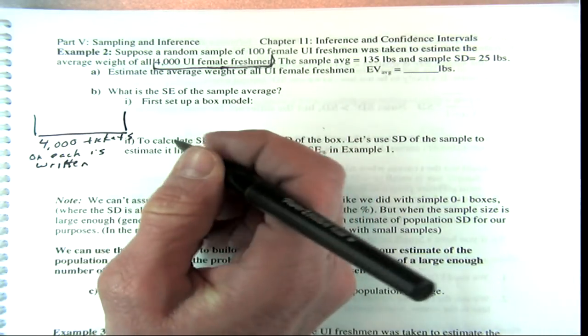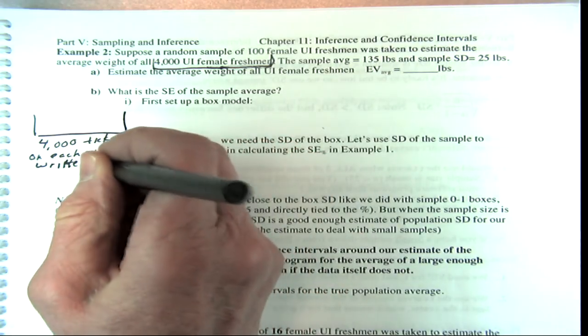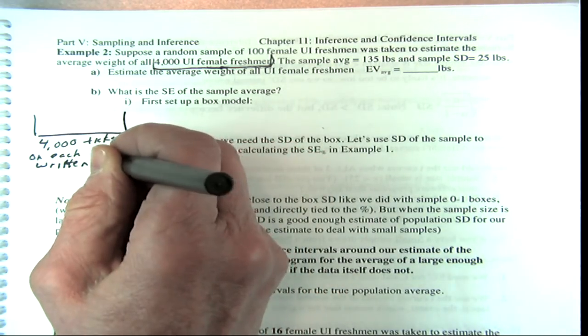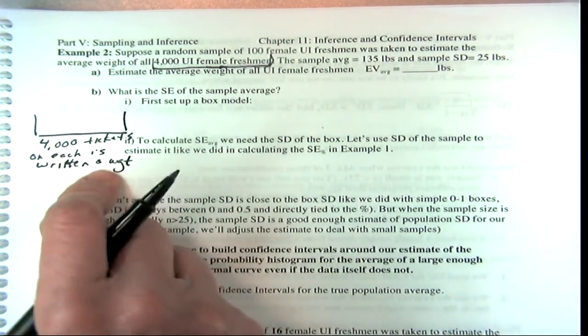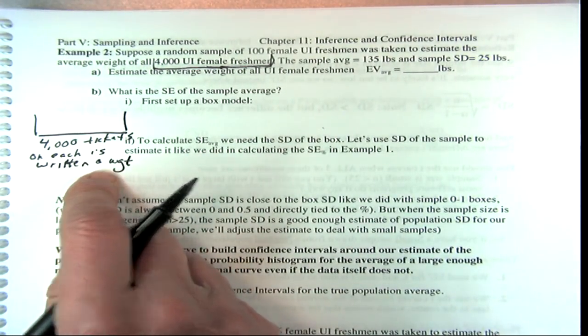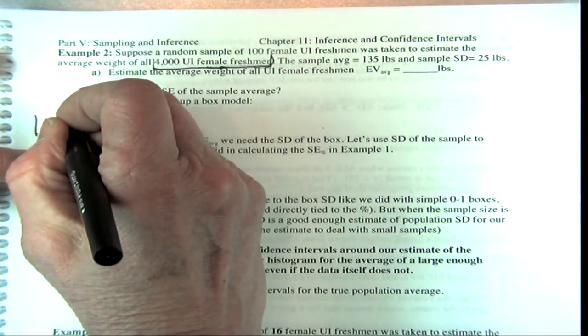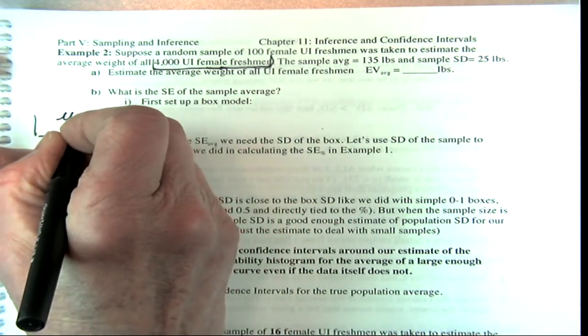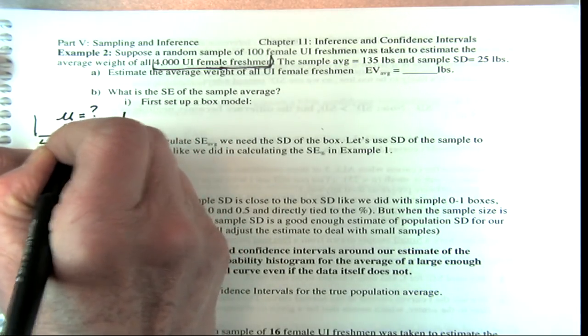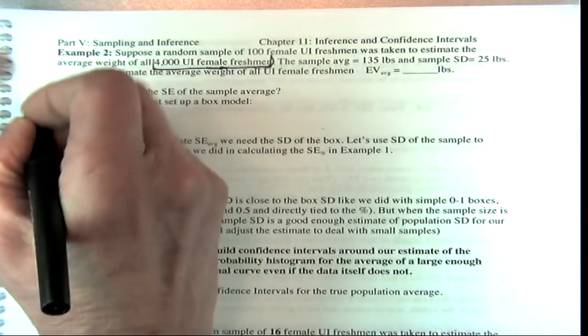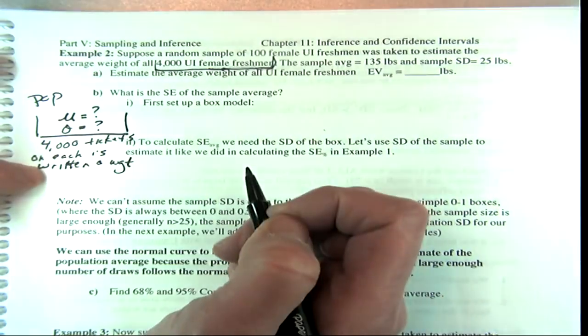A number. On each is written a weight. So all the girls, the 4,000, they have some weight, we just don't know it. And we don't know the average, I'm going to call it mu here. And we don't know sigma, the standard deviation of the population. This is our population. What do we know?